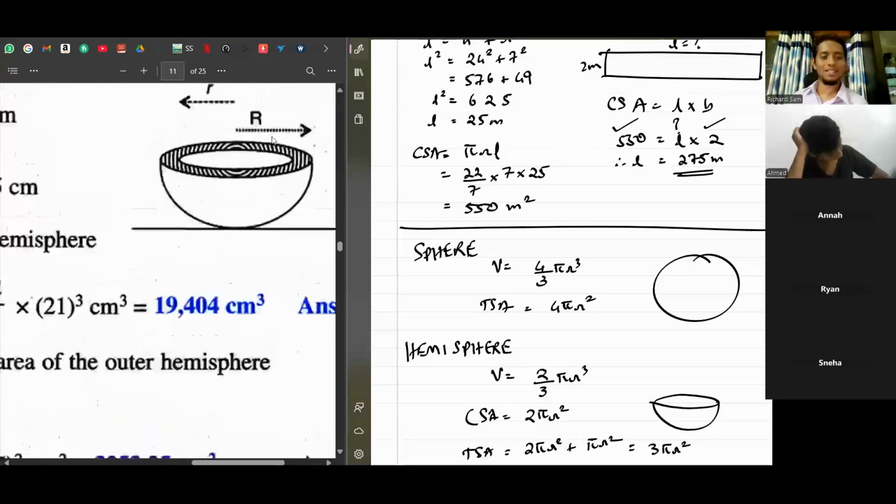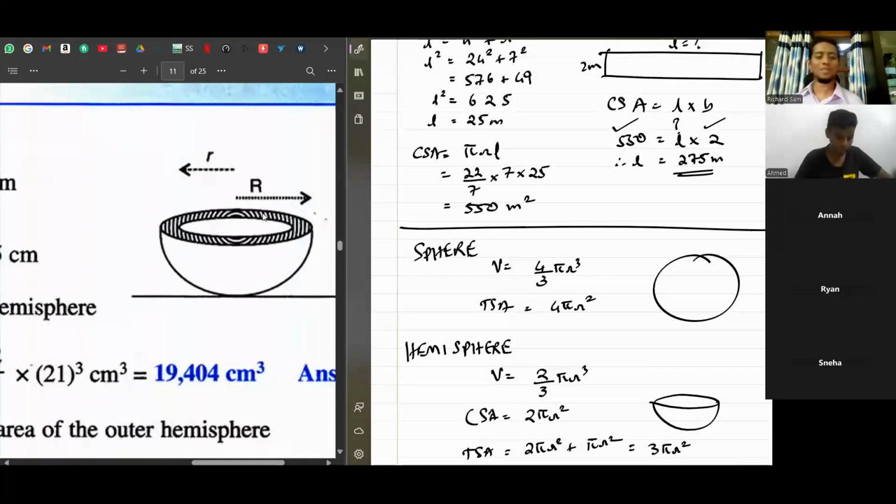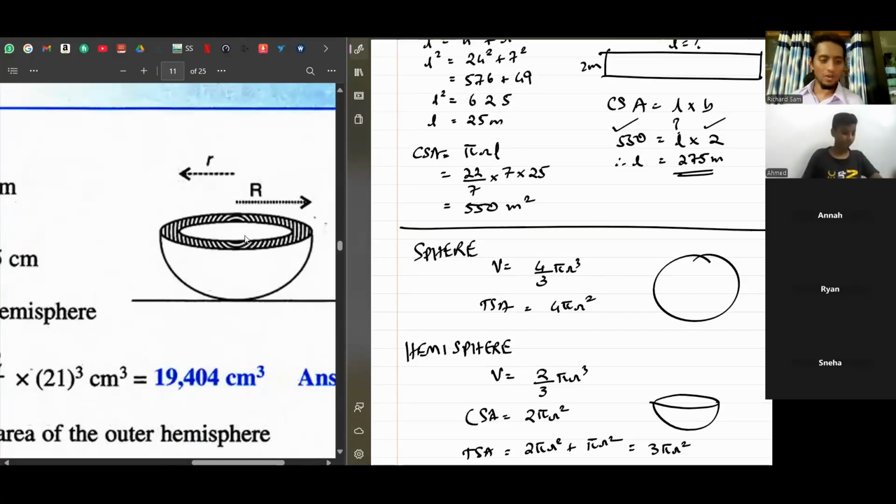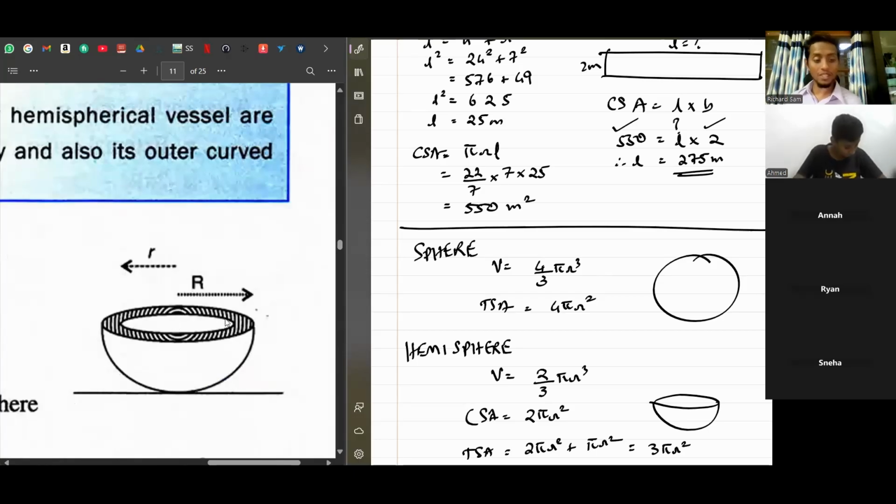Okay, then you have a hollow hemisphere. So you basically have to derive formulas like how we are deriving. There's no point mugging up these formulas because there are so many. So for a hollow hemisphere, what will be the thickness? Capital R minus small r. Volume will be outer hemisphere minus the inner hemisphere. We have the volume of the hemisphere, right? So 2 by 3 pi R cube minus 2 by 3 pi r cube.